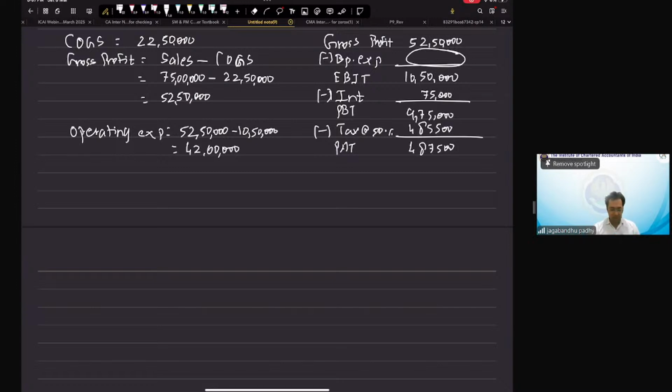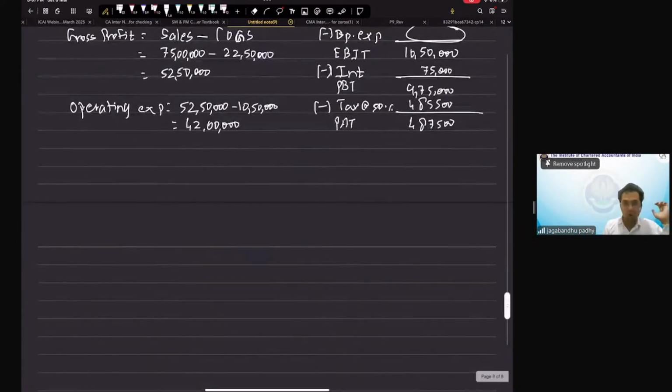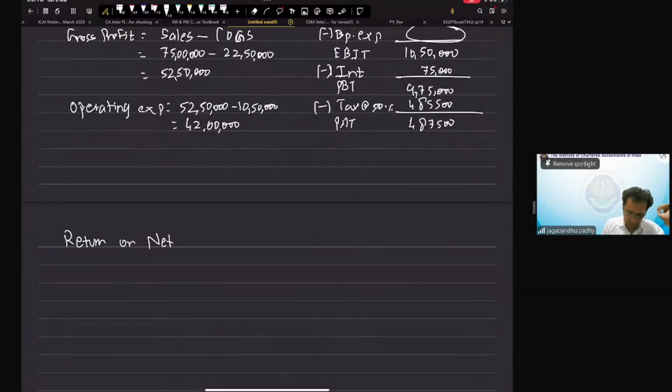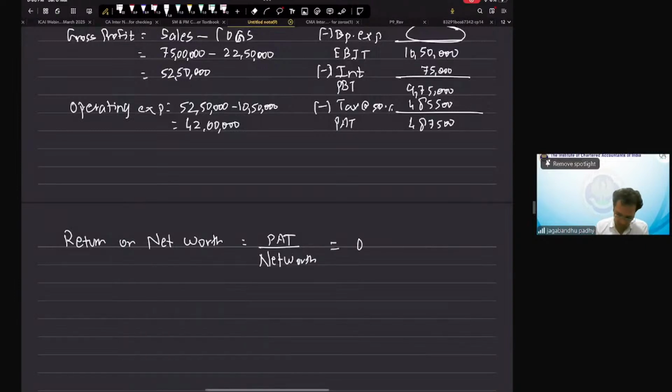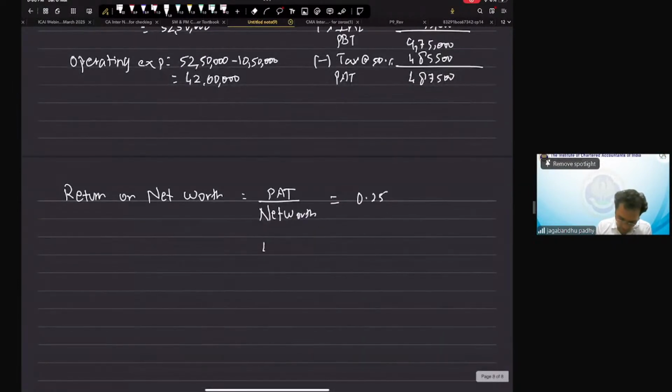So operating expense is done. Now we are going to look for the return on net worth. Return on net worth is computed as profit after tax upon net worth. And that return on net worth number is 25%, is 0.25. PAT is 4,87,500 upon net worth is 0.25.